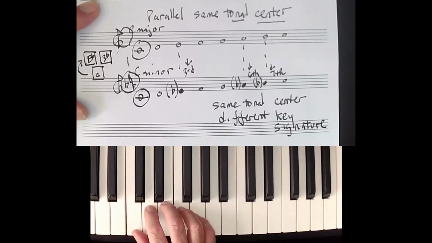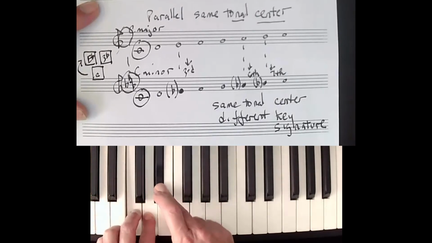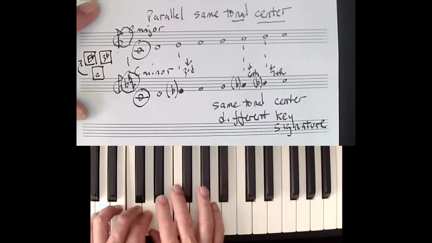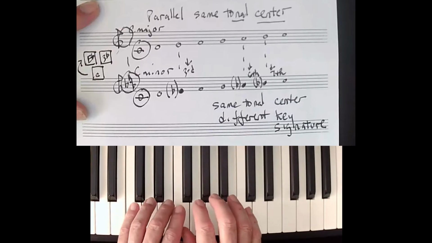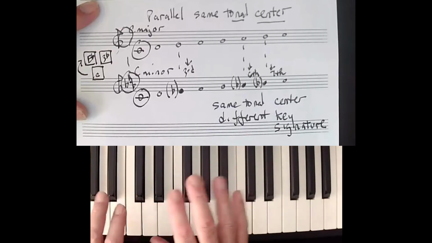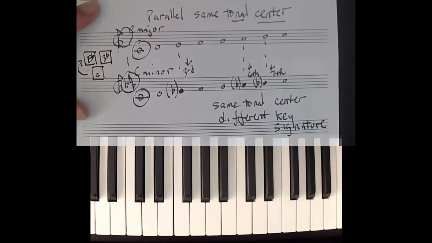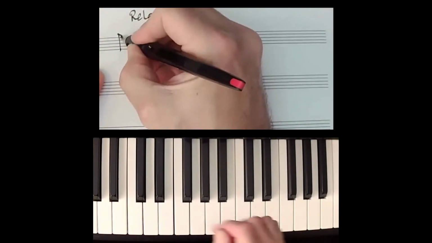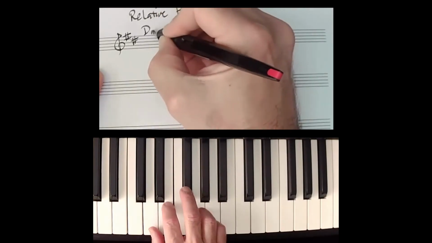The third note, the sixth note, and the seventh note are lower in the parallel minor as compared to the parallel major. Let's try this in a different key. Here's the key of D major. D major has two sharps.